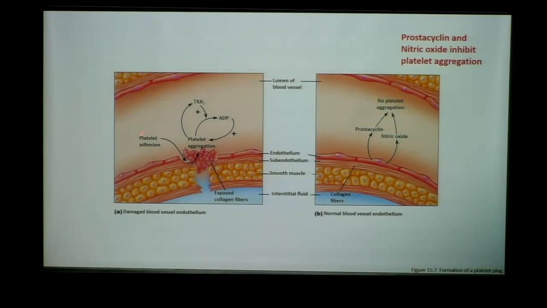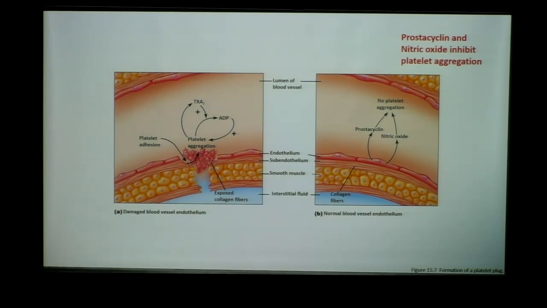We have platelets being adhered. So this is the exposed collagen of the subendothelial layer. This is the lumen where blood is flowing. This is where the platelets are found. This is where we have platelets being aggregated to the site of injury.